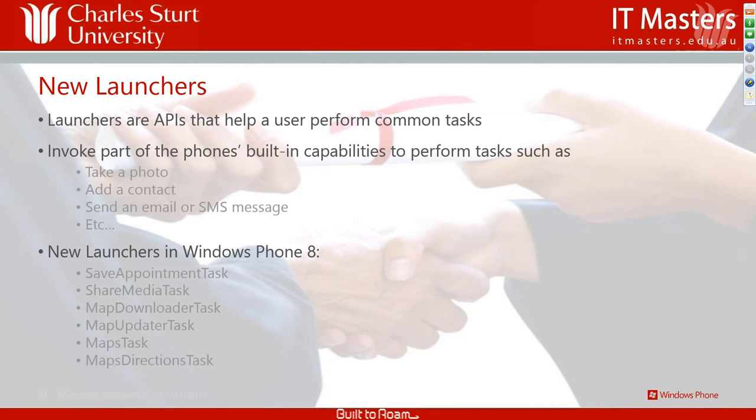So now we've got a series of new launches, and again, their primary function is to invoke parts of the phone's built-in capabilities. So for example, we now have the ability to share an appointment. We've got the ability to share media as one of the social tasks. We've got a series of new map-based tasks, and these are primarily to support the move towards the support for Nokia-based maps across the device as a platform.